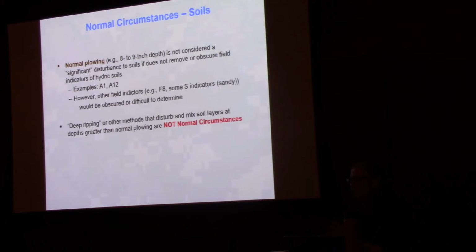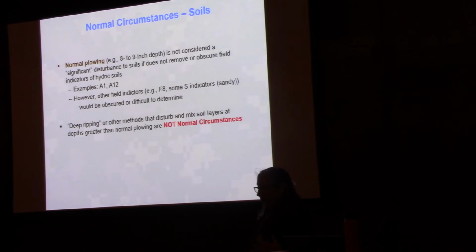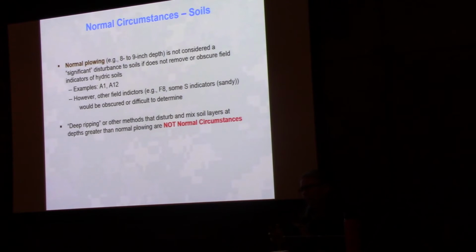Okay, normal plowing generally does not mean that the soils are completely disturbed. So you can still often see, especially A11, A12 in our area, you can still make the call. Normal plowing generally is not a significant disturbance. Deep ripping and some serious bulldozing of the soil that would strip the topsoil or anything else that would really eliminate your ability to make the call on the soil would not be the normal circumstances. Okay?